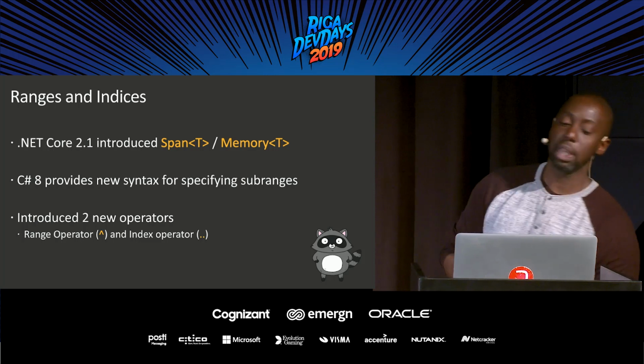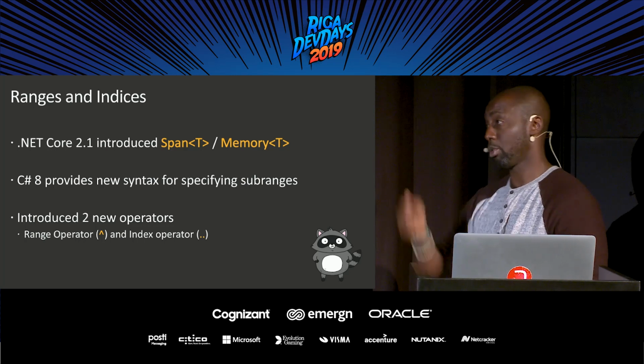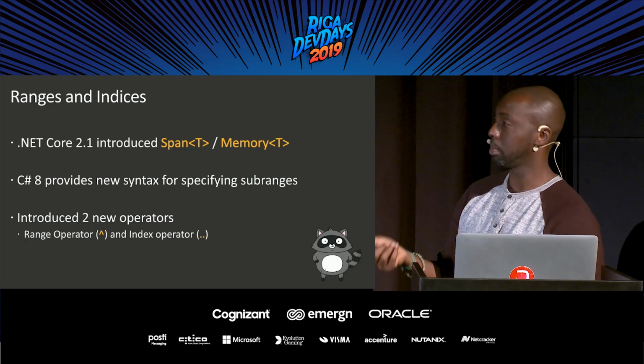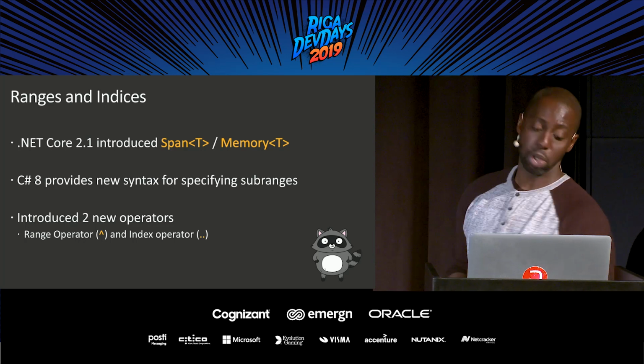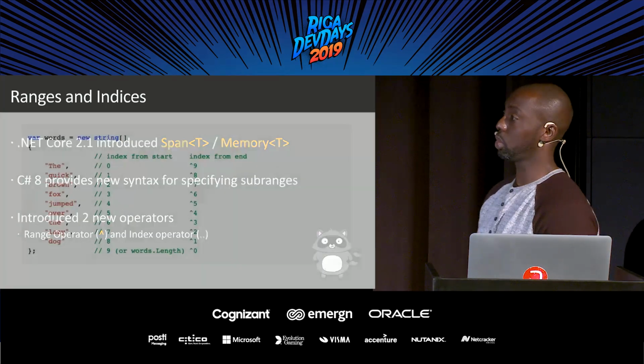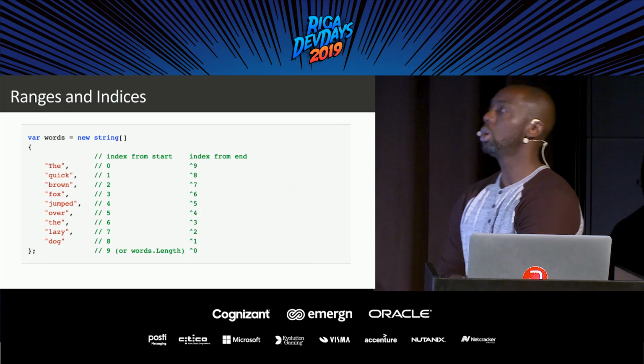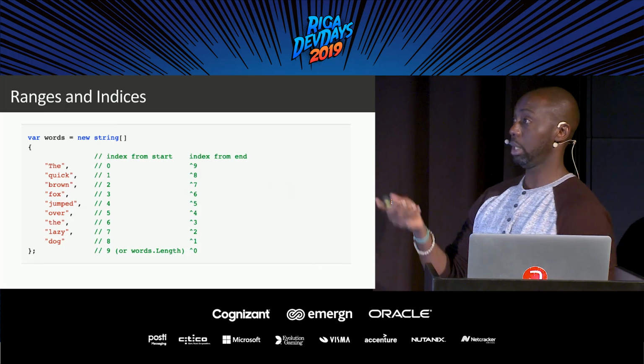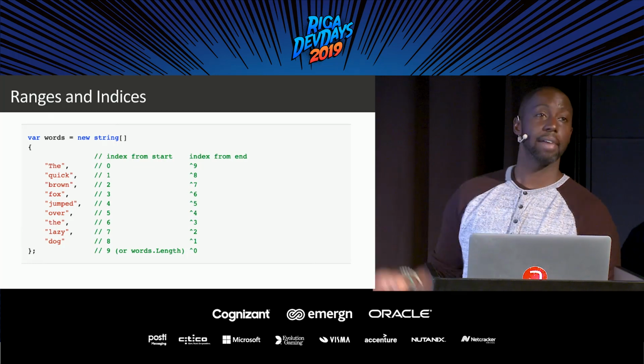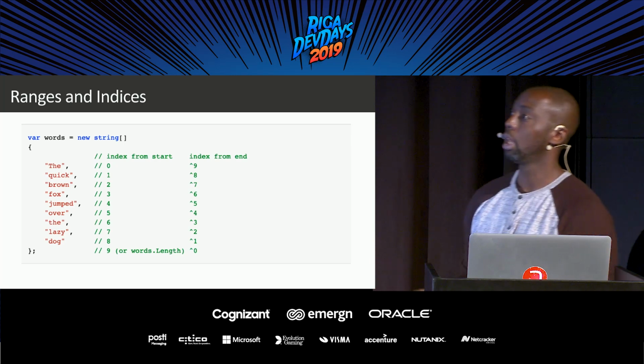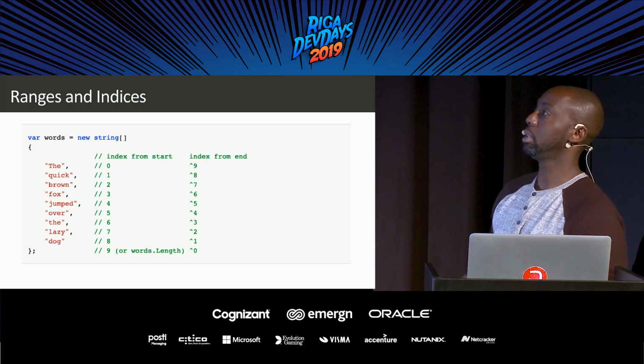Now in C# 8, we get two new operators. We get the range operator, which is those two dots, and then we also get the index operator, which is that little hat symbol. So here's a quick example of how you'd use indexes, for instance. Here I just have a list of strings: the quick brown fox jumped over the lazy dog.